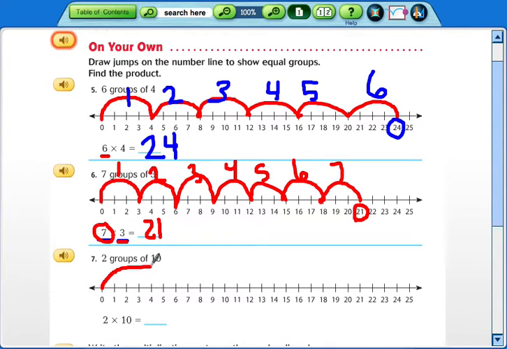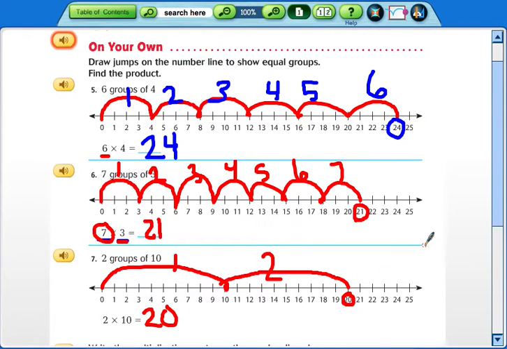So I'm going to go from 0 to 10. And I should have 10 spaces. 1, 2, 3, 4, 5, 6, 7, 8, 9, 10. Great. Now I need to do one more jump with 10 inside it. So 1, 2, 3, 4, 5, 6, 7, 8, 9, 10. Okay, there's jump 1, there's jump 2, there's 10 in each. So look, that leads me to my product, which is 20.